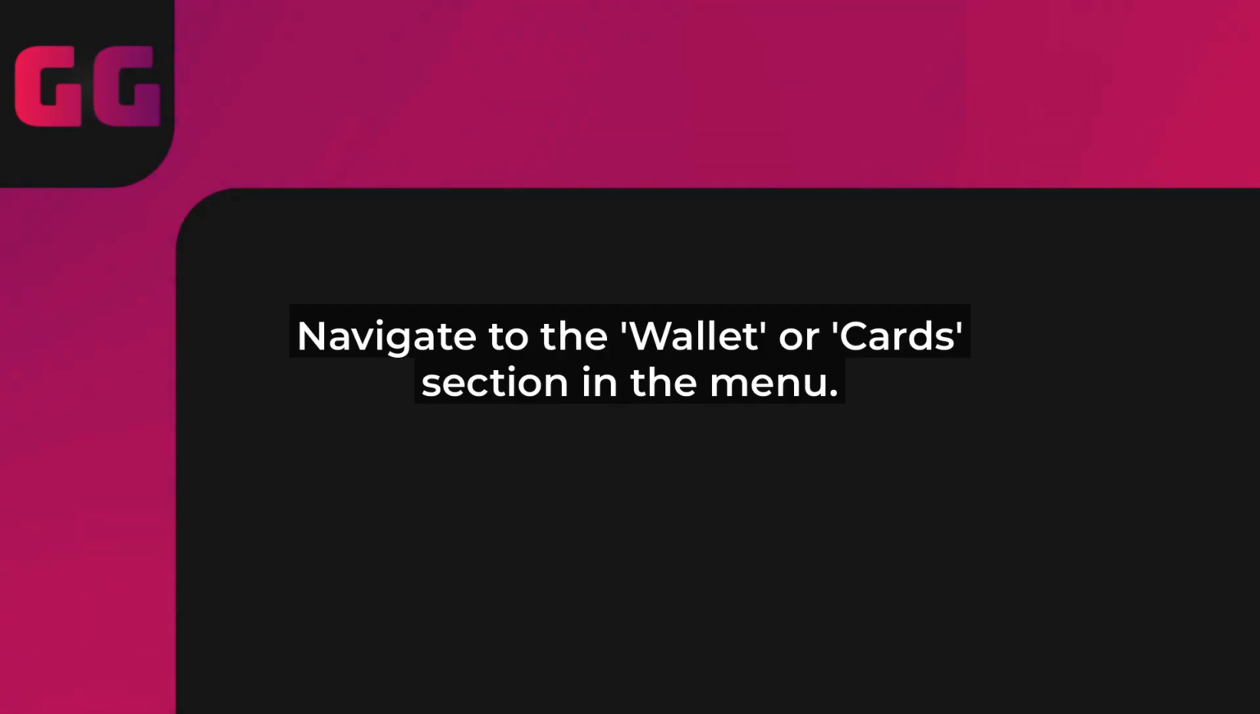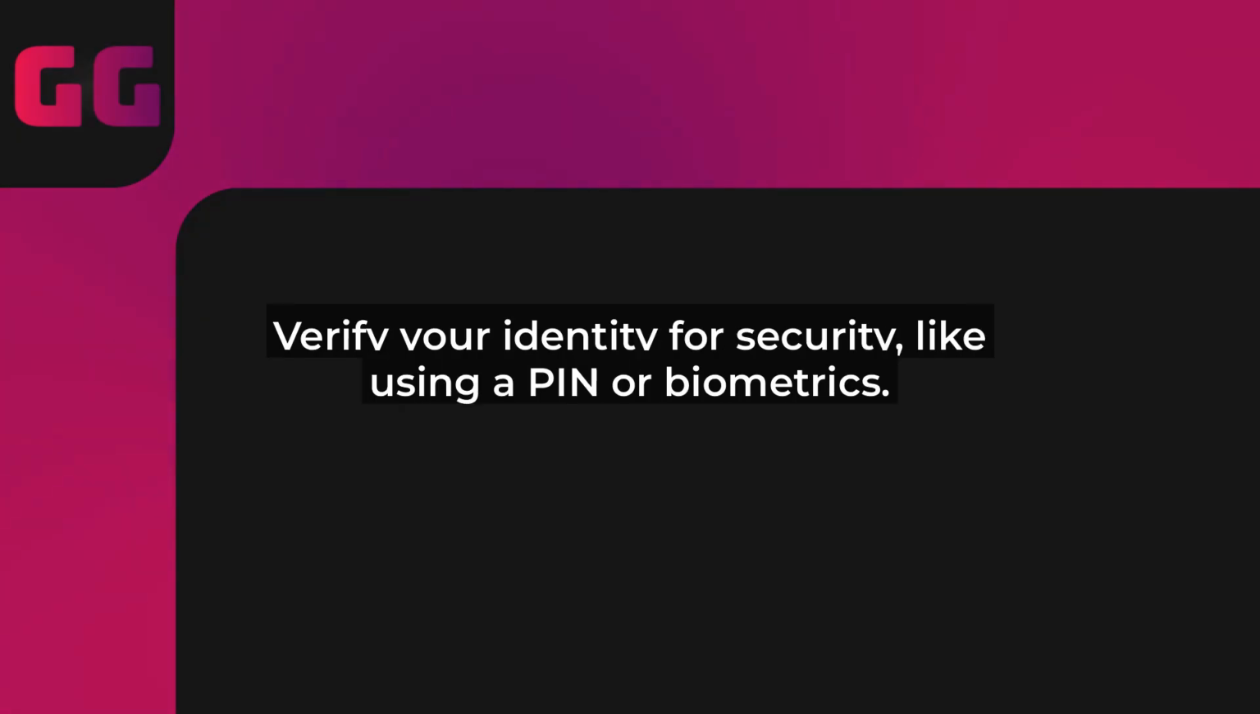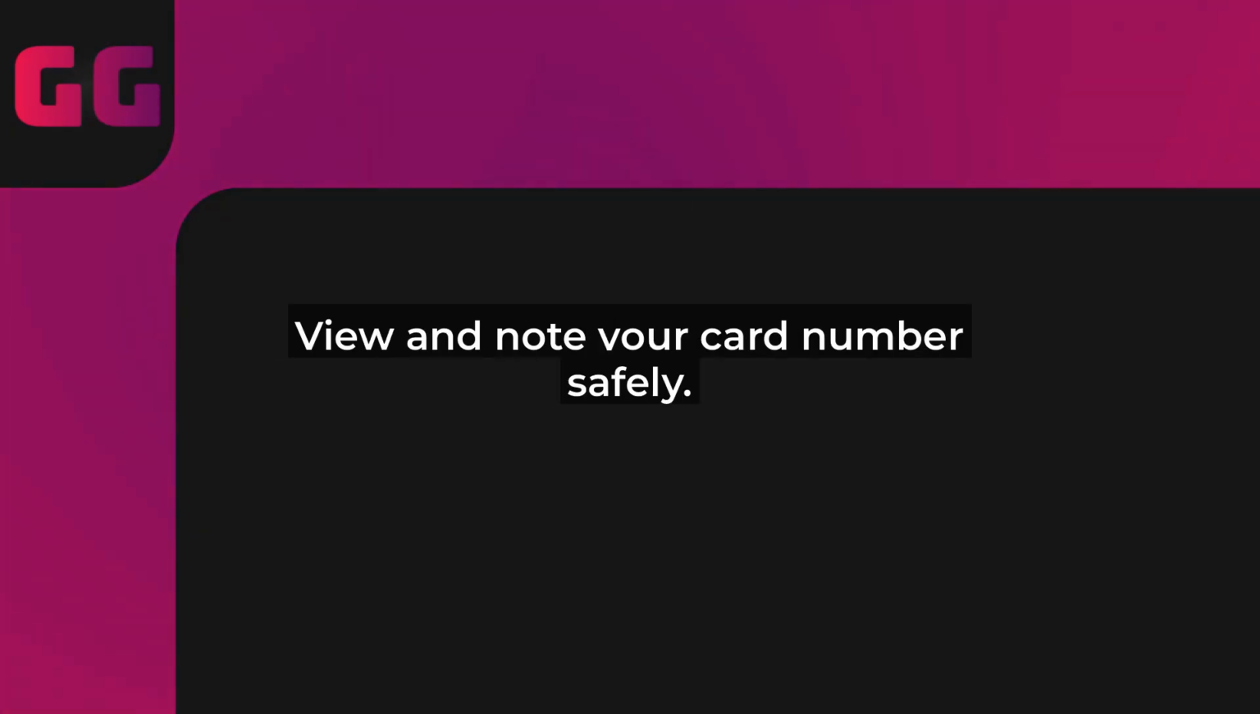This is usually found in the main menu, often represented by an icon that looks like a credit card. Tap on it, and you'll see your Afterpay virtual card details. Now, here's a key point. For security reasons, the full card number might be partially hidden. To reveal it, you may need to verify your identity. This could involve entering a PIN, using biometric authentication like your fingerprint or Face ID, or even answering a security question. After verification, your card number should appear on screen.